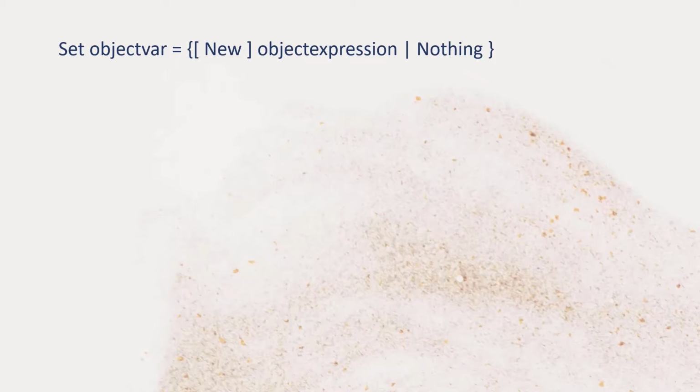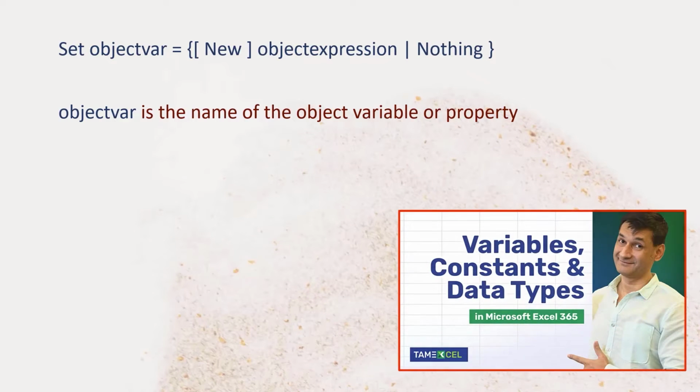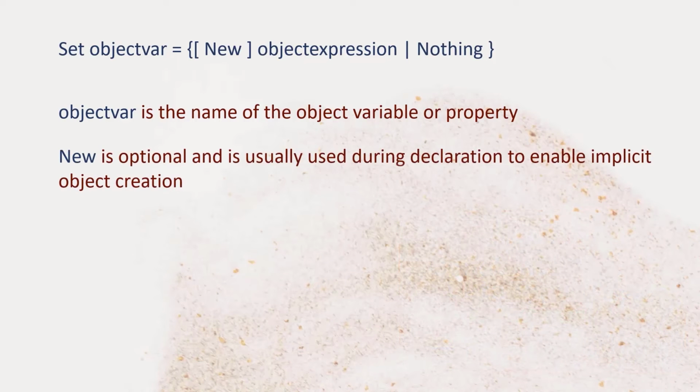The Set statement syntax has these parts. The objectvar is the name of the object variable or property. This also follows the standard variable naming convention as mentioned in my video, VBA Variables, Data Types and Constants. The New is optional and is usually used during declaration to enable implicit object creation. When New is used with Set, it creates a new instance of the class. We will not get too much into New at the moment. We will go through it when we use Set to create new objects.